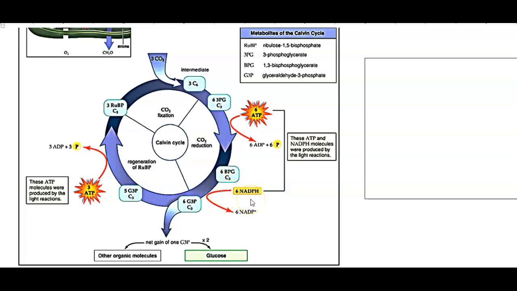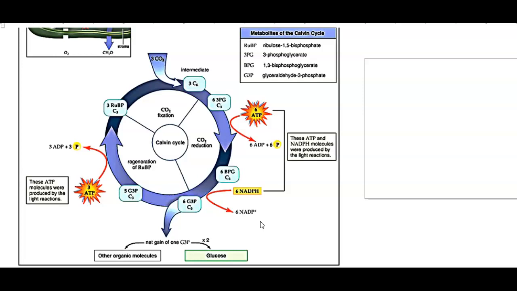Now we're going to be using 6 NADPHs. Remember that was reduced. Let's follow it down. Notice it is now 6 NADP+. So in the non-cyclic light reaction it was reduced. Received electrons, hydrogens, and energy. And then it goes and releases those same 3 things: electrons, hydrogens, and energy.